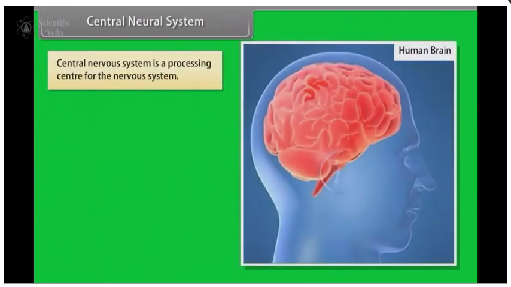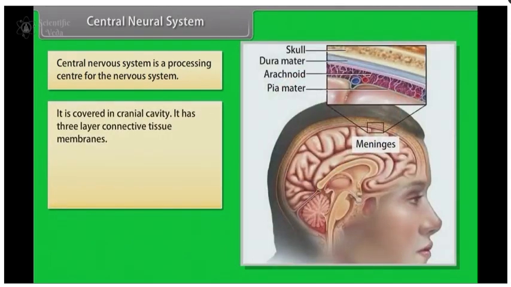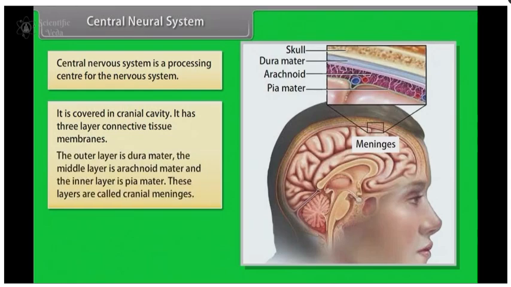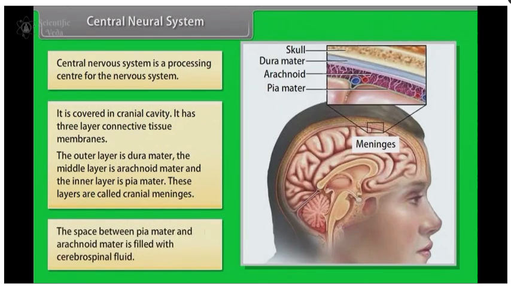Central nervous system. The central nervous system is the processing center for the nervous system. It is covered in the cranial cavity. It has 3-layer connective tissue membranes. The outer layer is dura mater. The middle layer is arachnoid mater and the inner layer is pia mater. These layers are called cranial meninges. The space between pia mater and arachnoid mater is filled with cerebrospinal fluid.